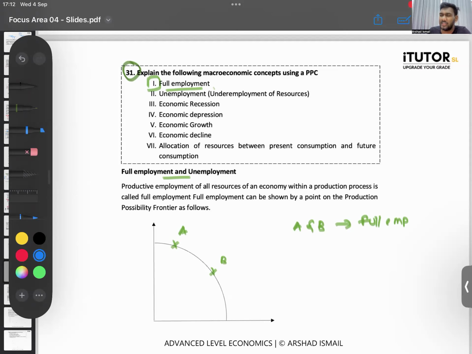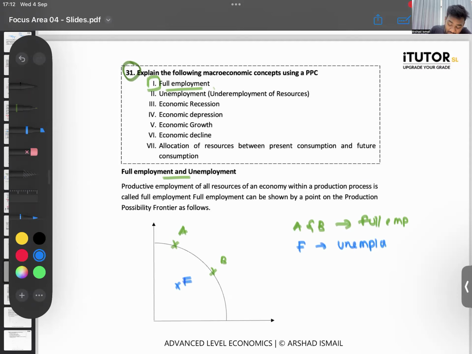Unemployment means you're not using your resources fully. Some people don't have jobs. Some machines are just left idle. That is unemployment. How do you show that on a PPC? That's a point inside the PPC. Let's say point F. Unemployment.